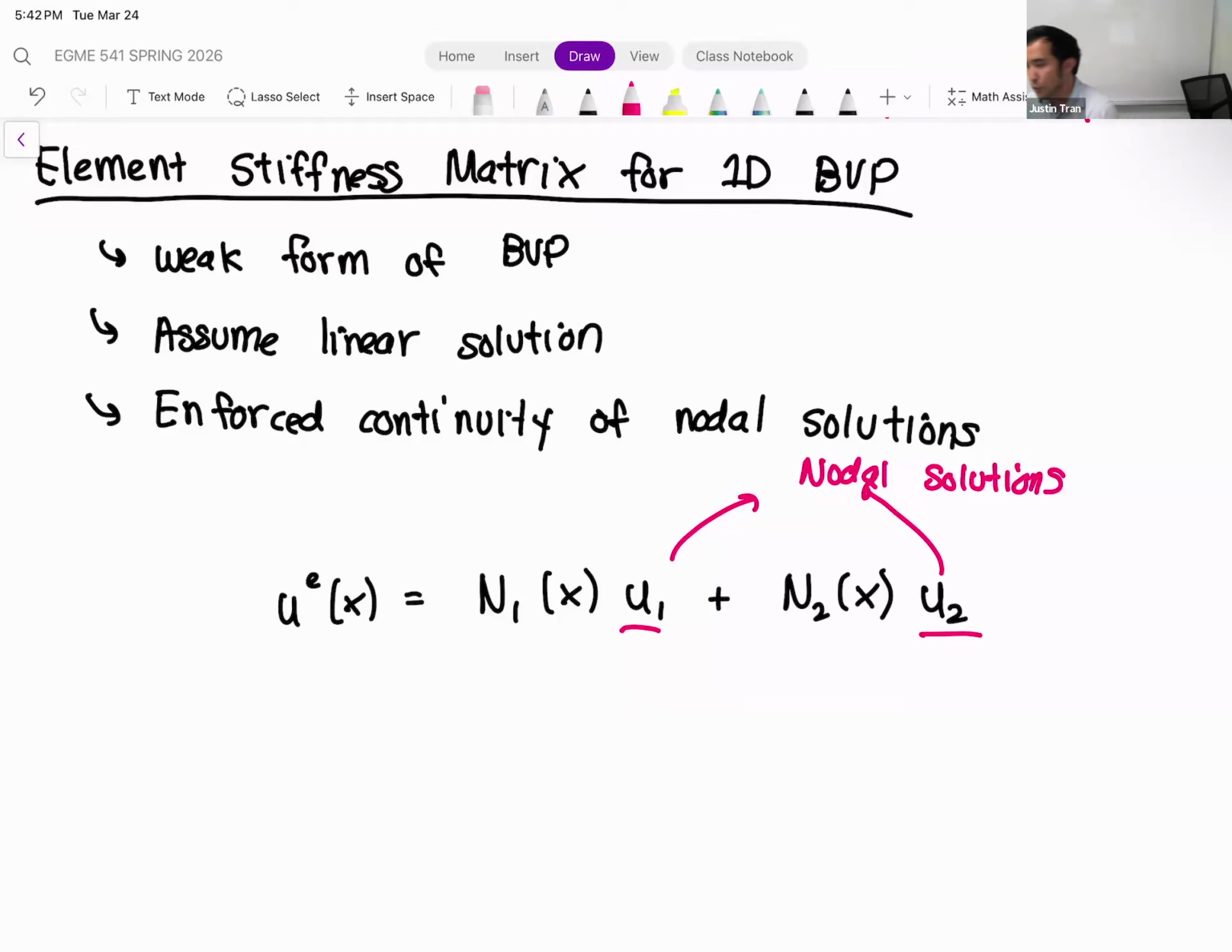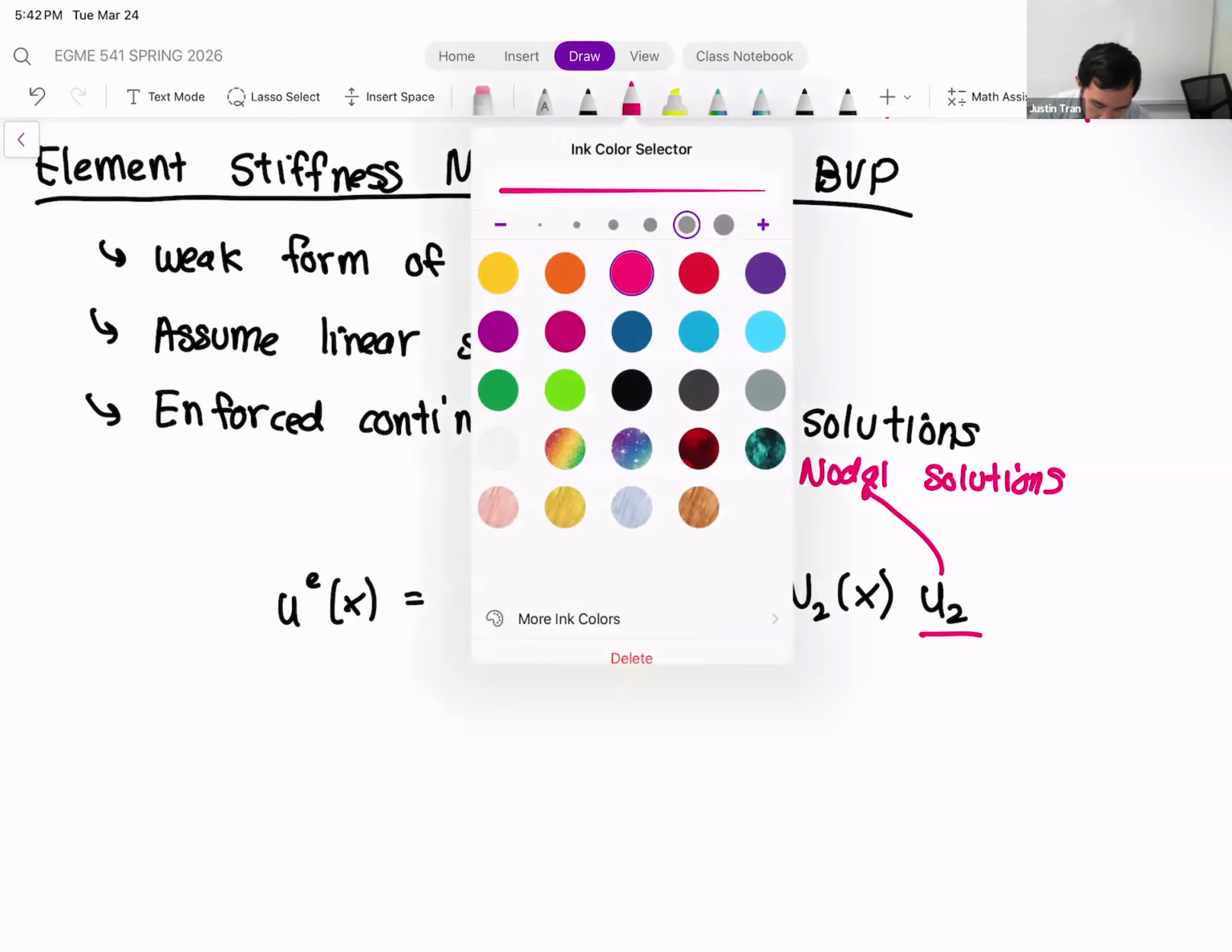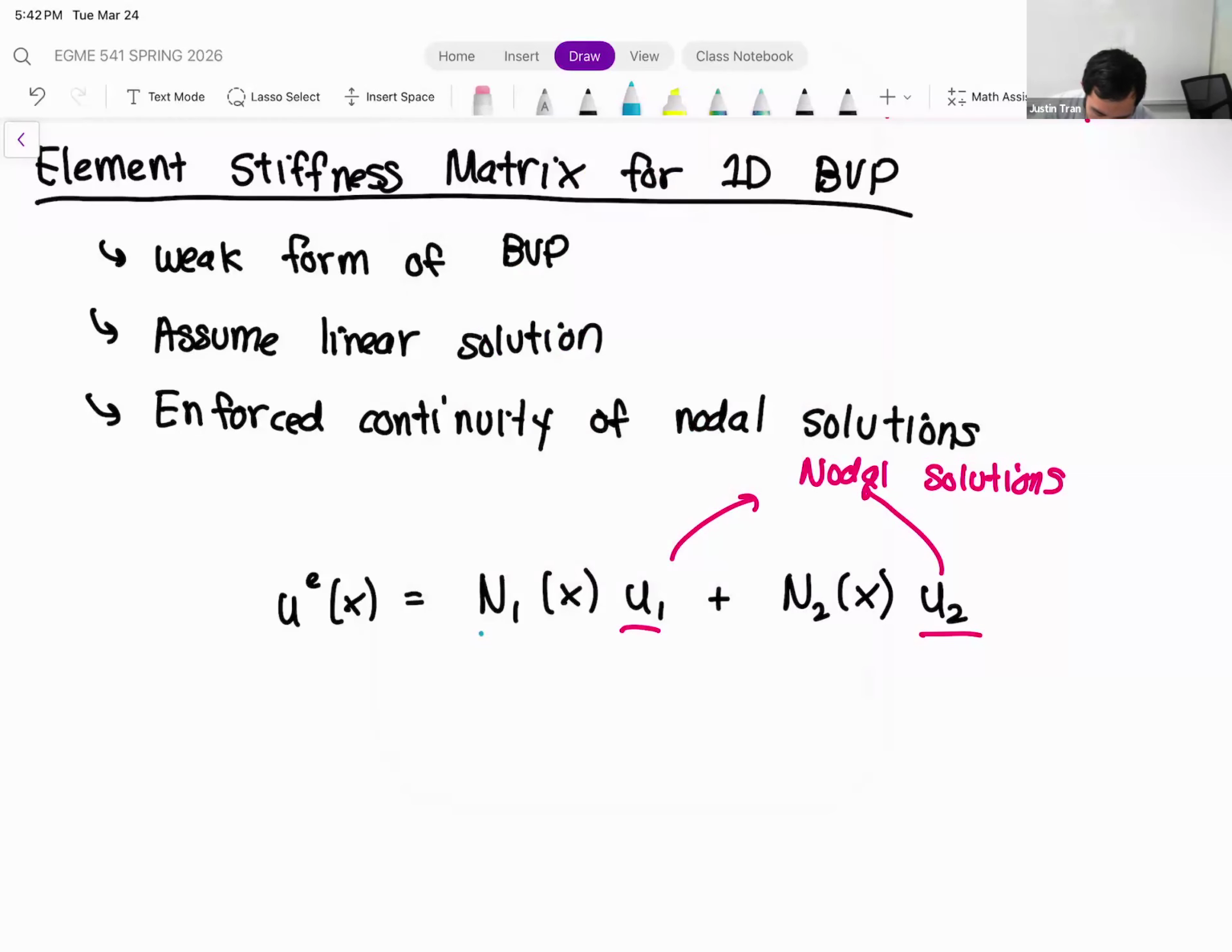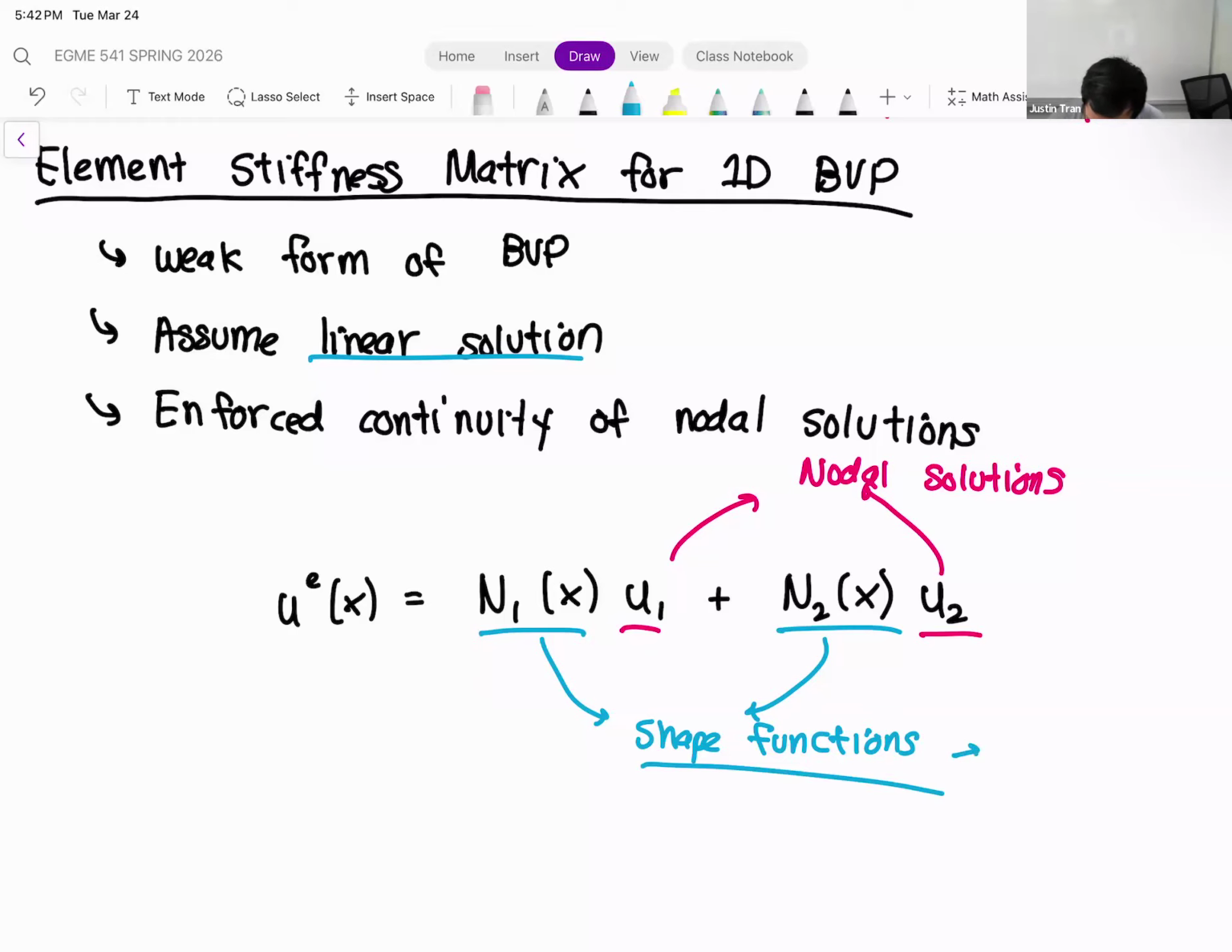Right? So those are the solutions to our boundary value problem at the nodes of our element. And then N1, N2, remember, these are our shape functions. Where shape functions, you can consider them, for all intents and purposes, to be interpolation functions that have the same polynomial order as our original assumption. Since for these problems we're assuming a linear solution, these shape functions are also linear functions.